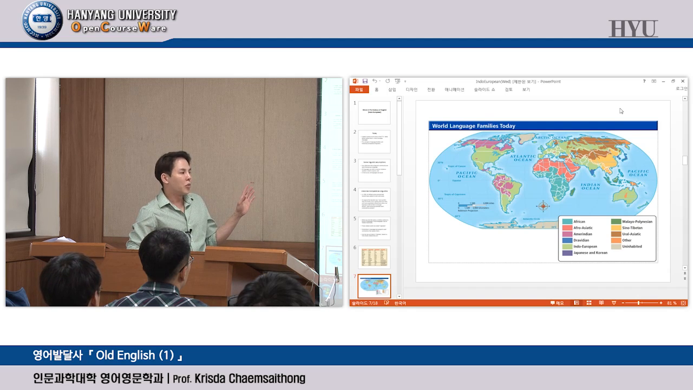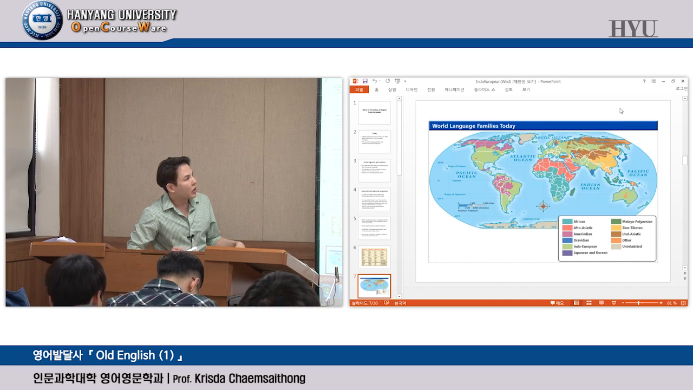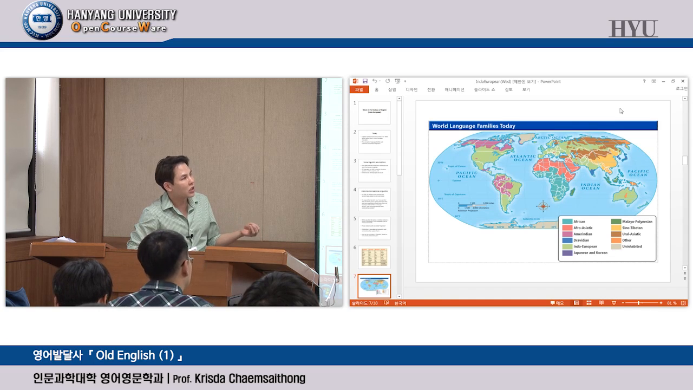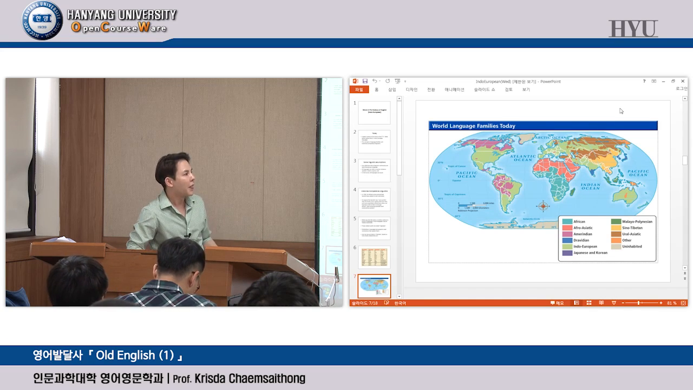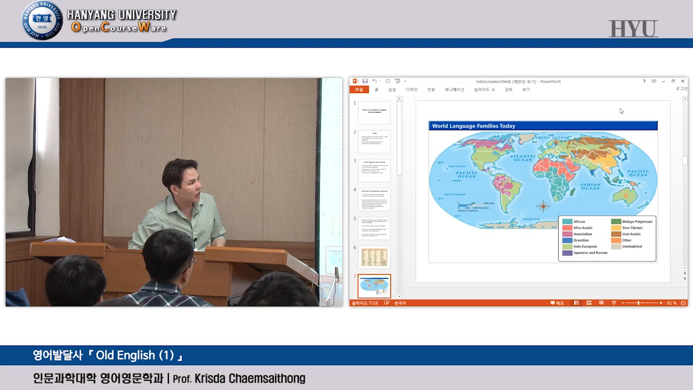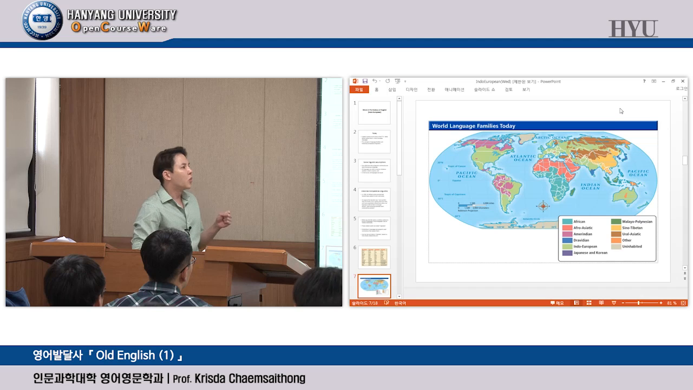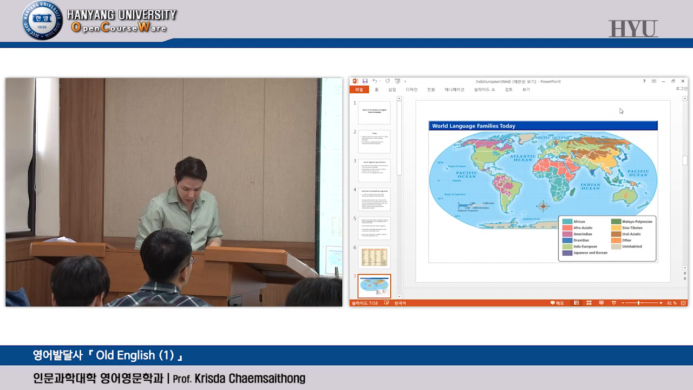So Indo-European is the biggest family, consisting of English, Spanish, and some languages in India, even Sanskrit, and then including German, Italian, and so on. And other languages are like African languages in here, and then pink, the Afro-Asiatic here, and so on. So what we'll focus on is Indo-European, because English is in Indo-European.